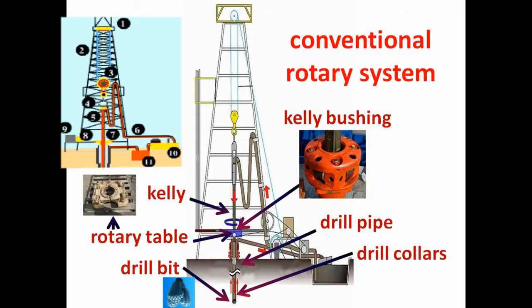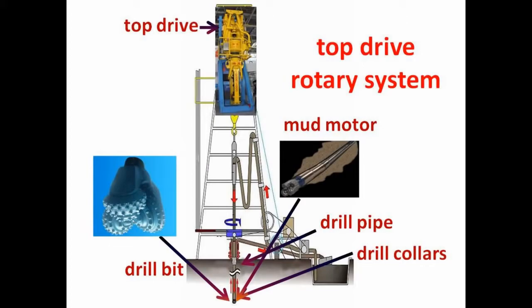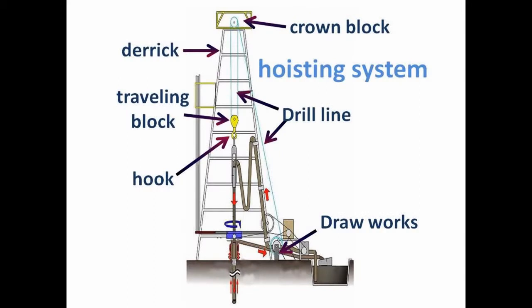Within this system, you have the drill bits, the drill collars, the drill pipe, the Kelly bushing, and the rotary table. On more modern rigs, the Kelly and its parts have been replaced by the top drive, also known as the power swivel, and the downhole mud motor for directional drilling. In the hoisting system, you find the derrick, the drill line, the drawworks, the crown and traveling blocks, and the drilling hook.